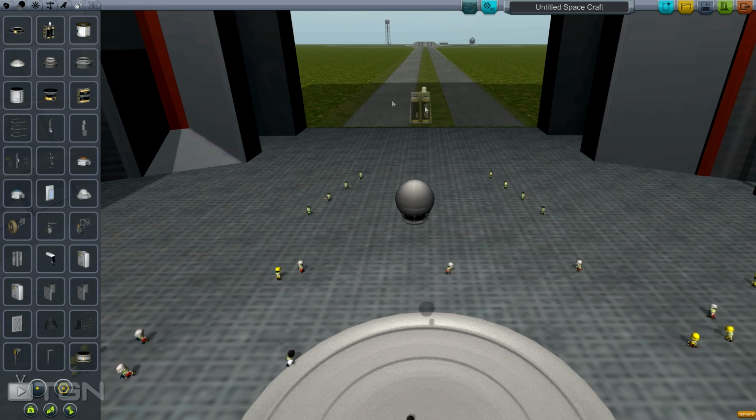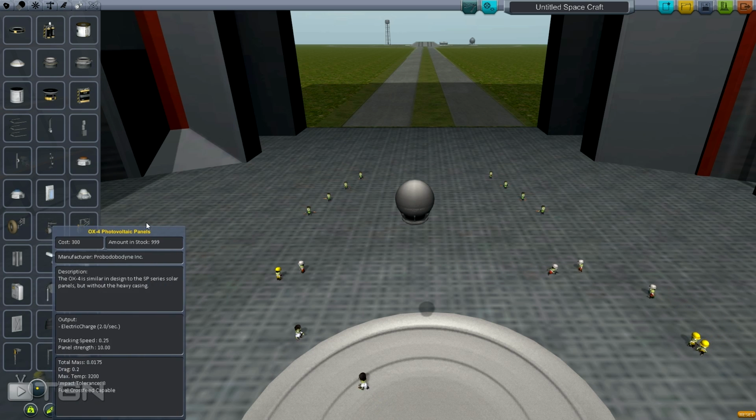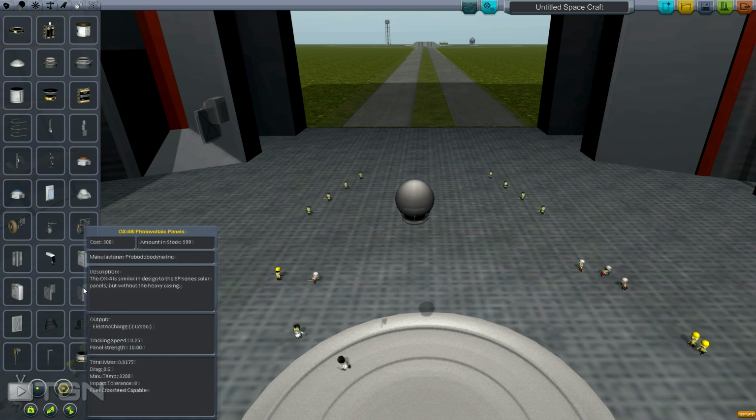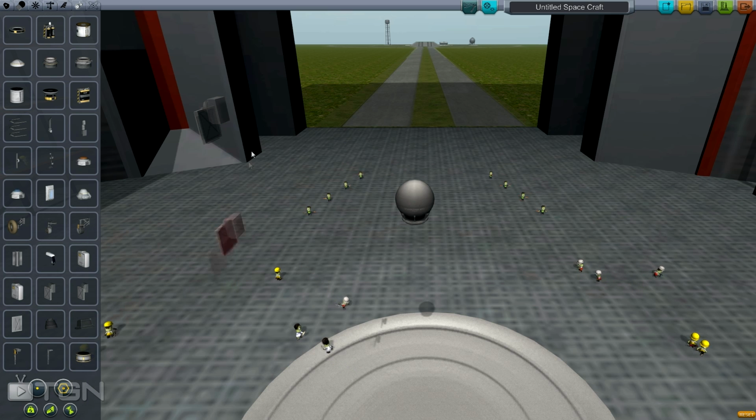Now, to obtain electrical charge in these batteries, there's 3 different ways. You have solar panels, which again are many varieties, if I can grab them.